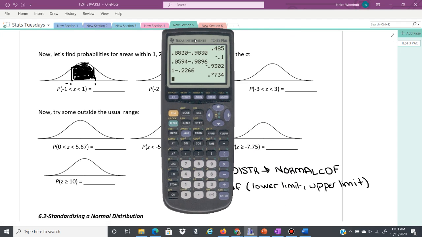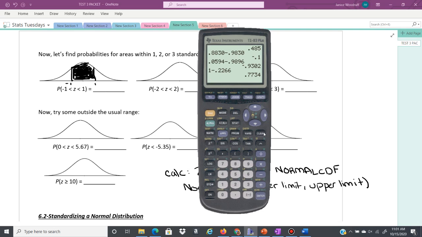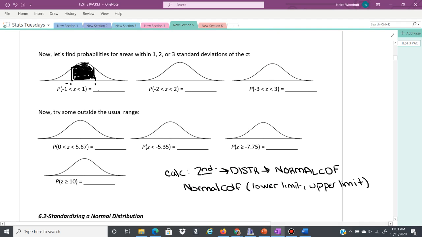So here's where you're gonna go. Second distribution, second bars. Second one here, normal CDF. Then on the 84, it'll say lower limit, you'll put -1, comma, 1. So then upper limit would be 1, enter. 0.6827. We'll do 4 decimal places for these, 0.6827.